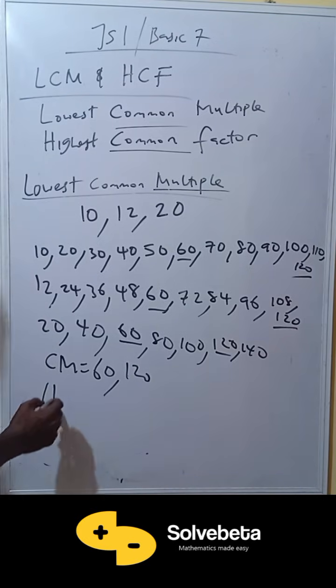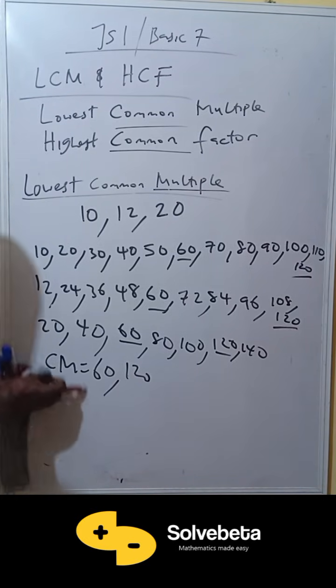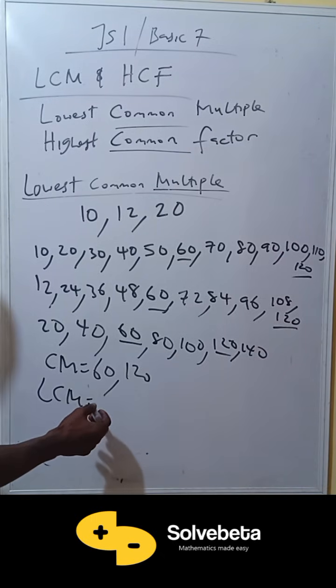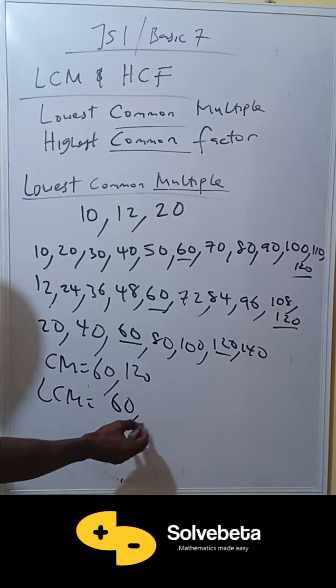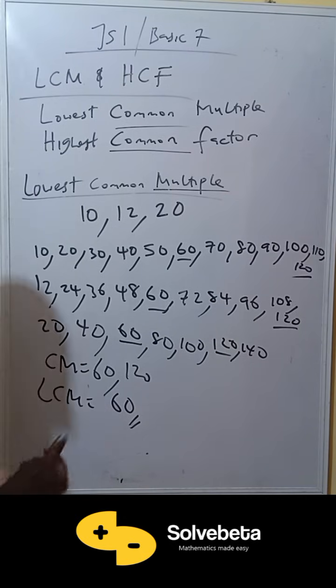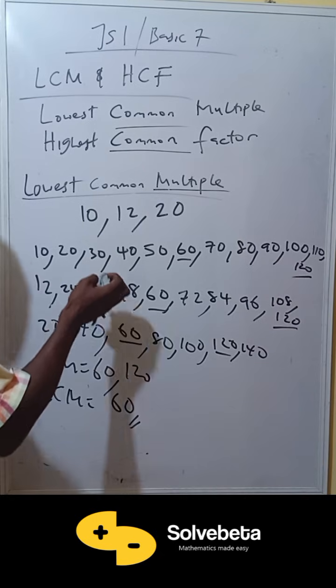Then the least common multiple. Least common multiple is what? 60, because it's the smallest of these. So can you see how multiples work? Now let's go to highest common factor.